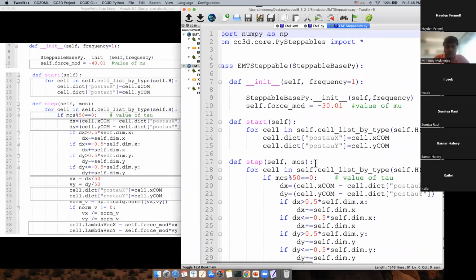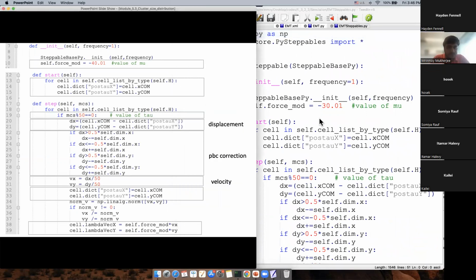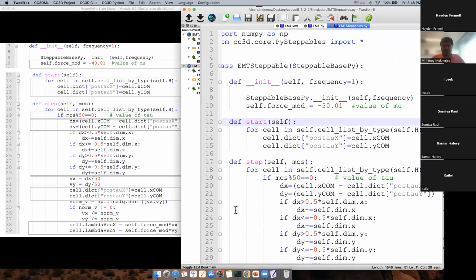So now we have to go to the Python file. I think you have already incorporated this part in another exercise. We have to calculate the velocity for a certain time, right? So we need to store the position data of the cells. There is a way to do that here using a dictionary. You have to store the center of mass data for the cell.